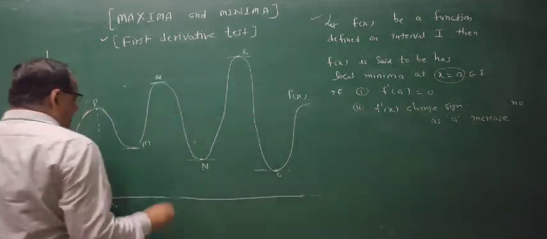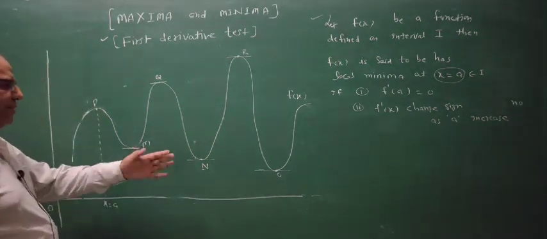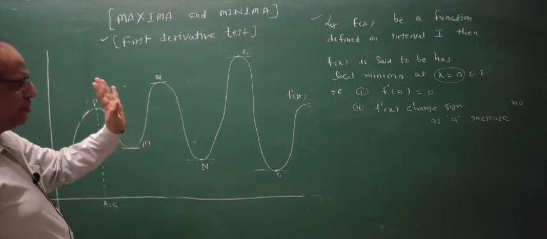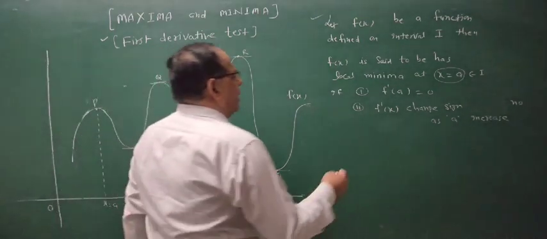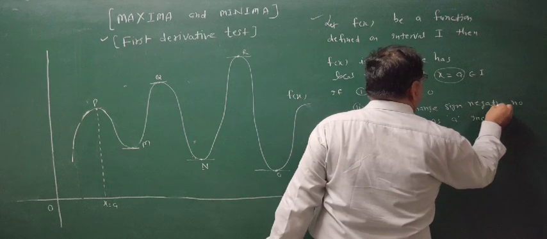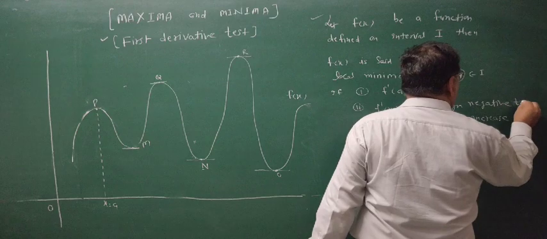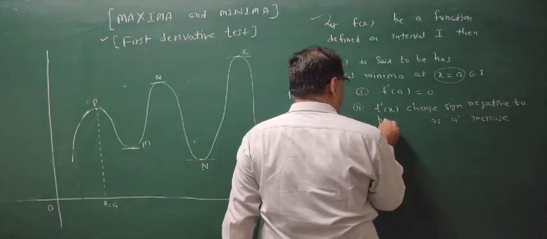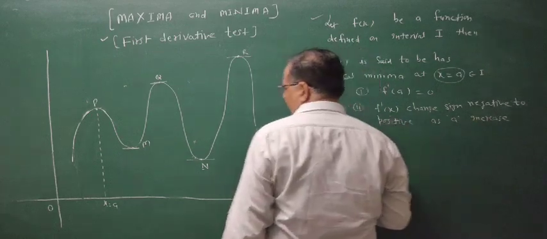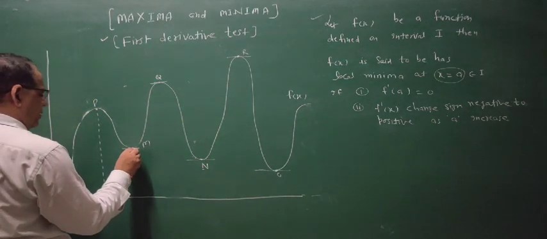Here we are observing clearly that at all the points of local minima the tangent is parallel to the x-axis. So always at the point of local minima or local maxima, the first derivative should be equal to 0. And f dash x changes sign from negative to positive as x increases. Suppose that here I am taking that point. This is the point.